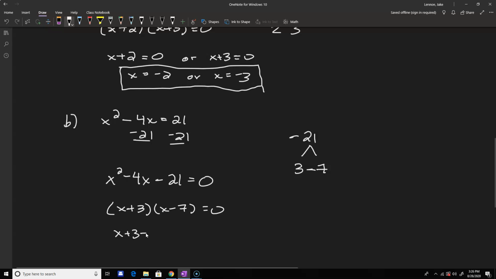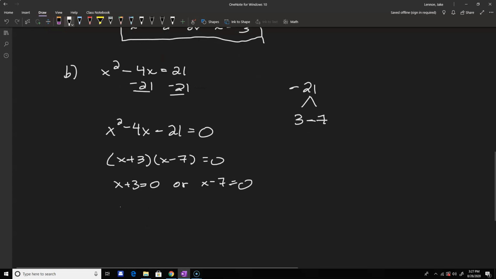So we get x plus 3 equals 0, or x minus 7 equals 0. And then we solve both of those. Again, subtracting 3 in the first equation yields x equals -3, and in the second equation we're going to add 7, so we get x equals positive 7. So those are the two solutions here. So that's factoring in the easy case.